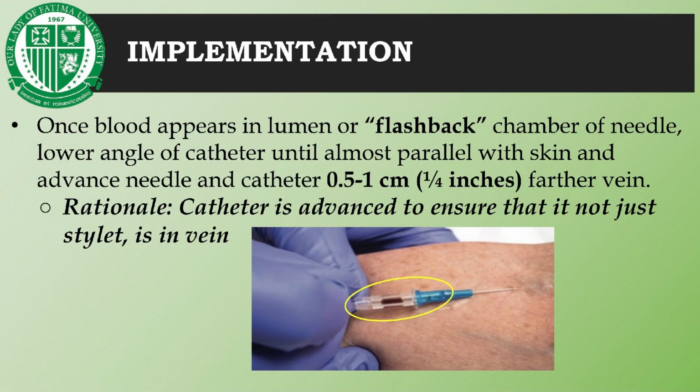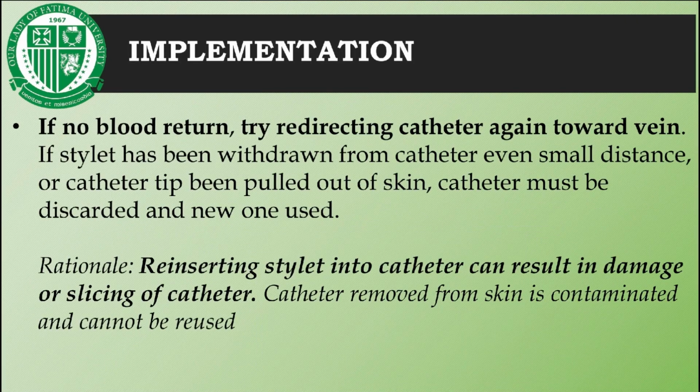After adjusting the needle's angle, you advance both the needle and the catheter together, typically by about 1.5 to 1 cm, or roughly 1/4 inch. This step ensures that the catheter, not just the needle, is inside the vein. If there is no blood return, try redirecting the catheter again towards the vein.